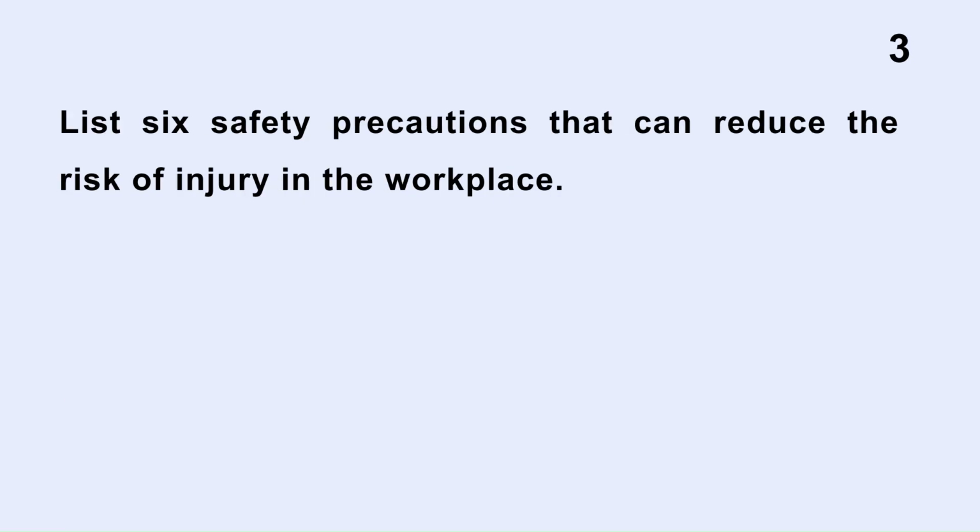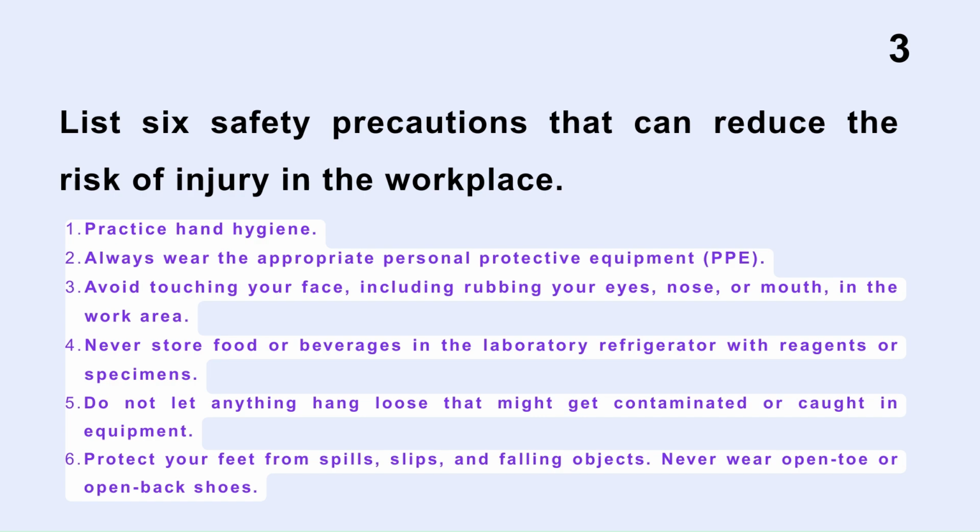Number 3. List 6 safety precautions that can reduce the risk of injury in the workplace. 1. Practice hand hygiene. 2. Always wear the appropriate personal protective equipment, PPE. 3. Avoid touching your face, including rubbing your eyes, nose, or mouth in the work area. 4. Never store food or beverages in the laboratory refrigerator with reagents or specimens.